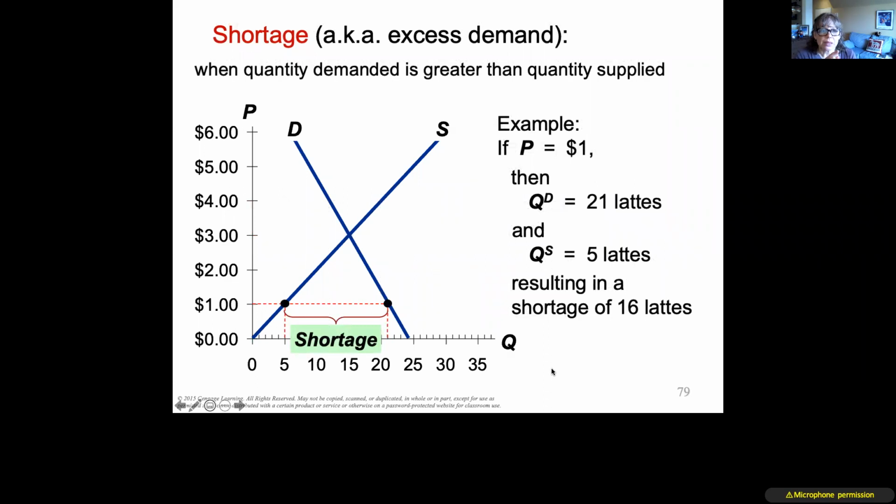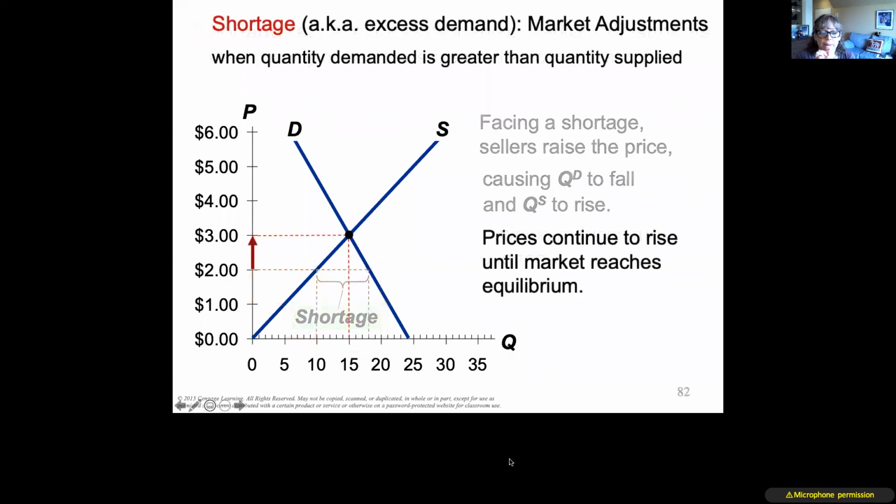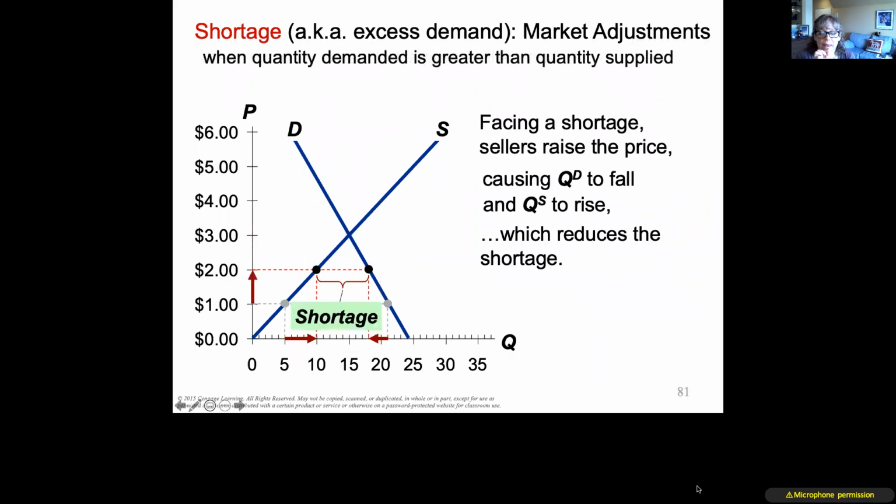Shortage is the opposite. It's an excess demand. So what we've done is now we've done the opposite. We have a price and a quantity in such a way that we literally don't have enough. So now the price is $2. Here's the supply, and here's the demand.